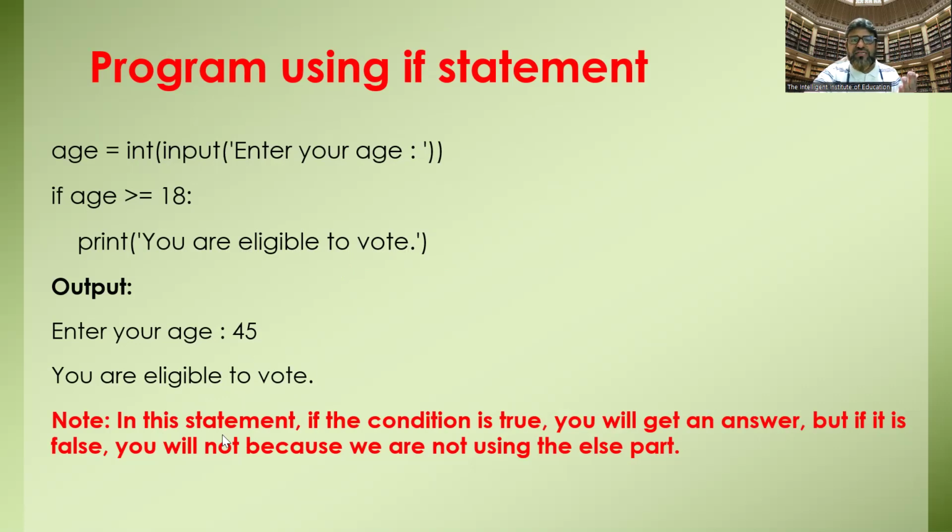So I have given a note here. In this statement, if the condition is true, you will get an answer. When the condition is false, then you can't get one. Why? Because you don't have an else part. Is this clear? We go to the next.